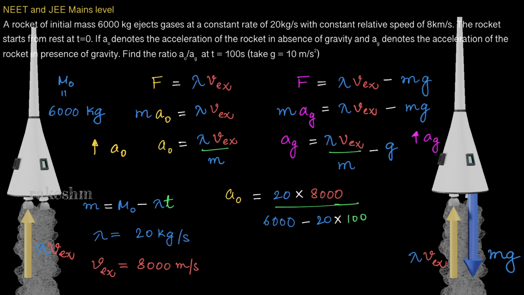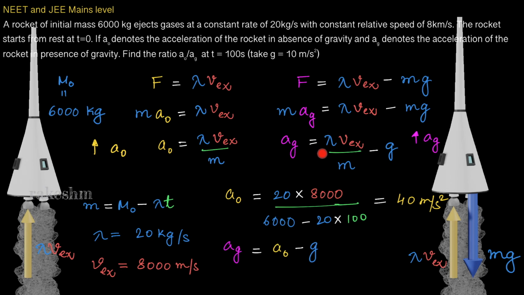So we find the value of A naught and we put in the values of lambda, which is 20, V exhaust, which is 8000, and small m is m naught minus lambda t. So m naught is 6000 minus lambda, which is 20, into t equals 100 seconds. So calculating, we get A naught equal to 40 meter per second square.